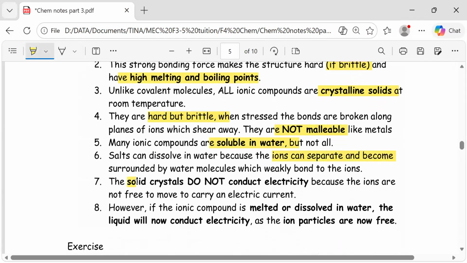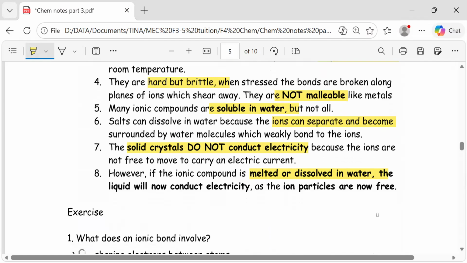The solid crystals do not conduct electricity, but if they are melted or dissolved in water, melted is called molten, dissolved in water is called aqueous, the ions are now freely moving and can conduct electricity. Can? Okay, I will stop here before your brain explodes.